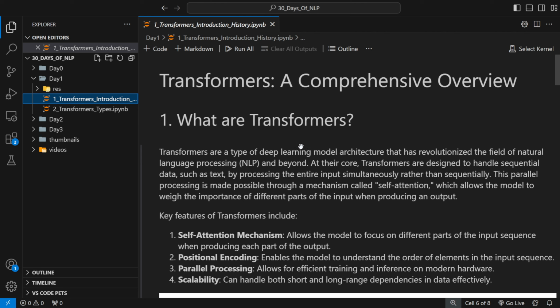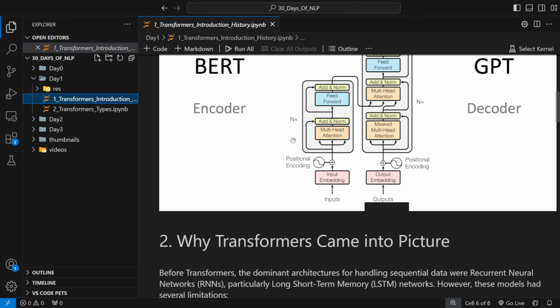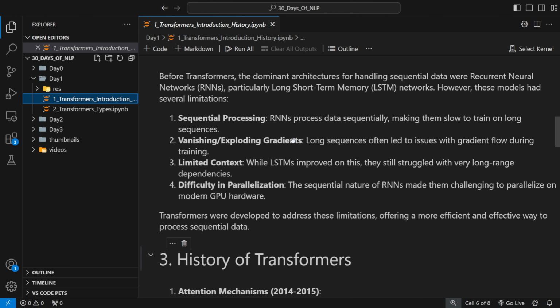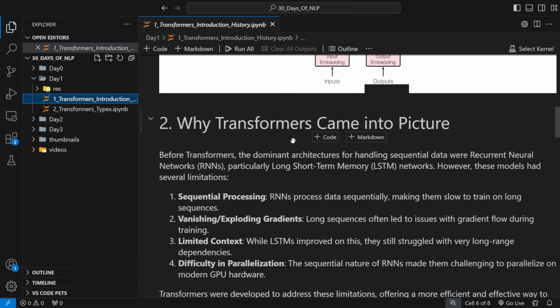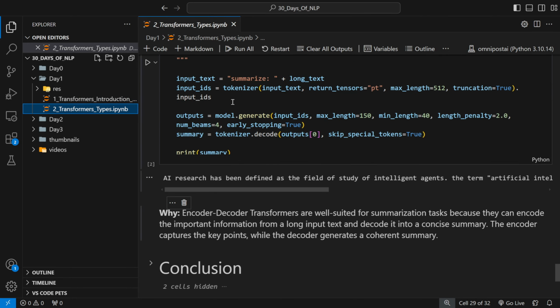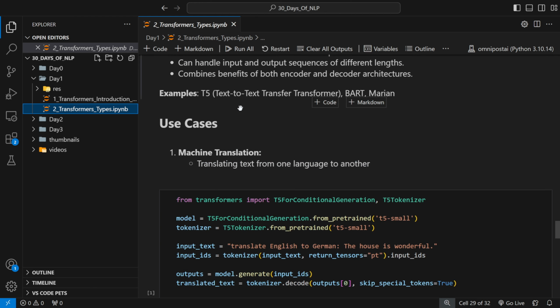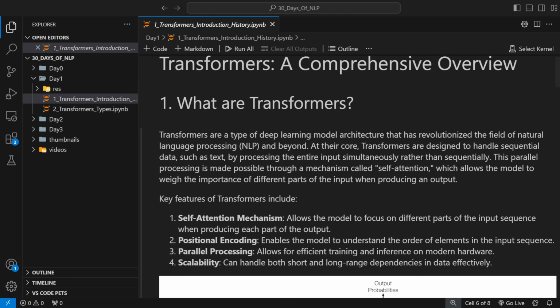In day one, we are gonna get to know about this architecture a bit, along with the history of the architecture and why this architecture was introduced. And then the most important part of this day's video, which is to understand the types of transformers. Now, let's start with understanding what are transformers.